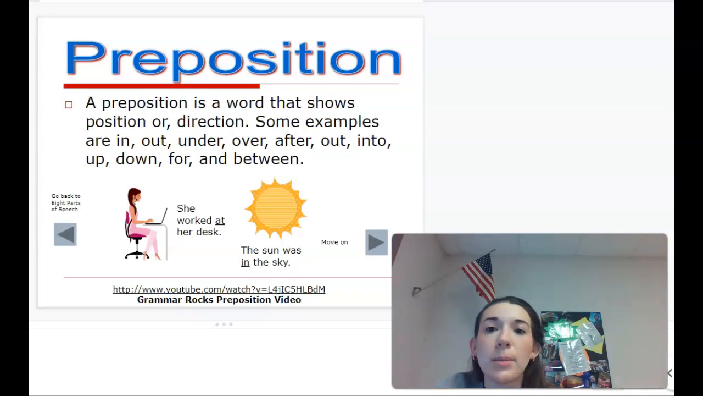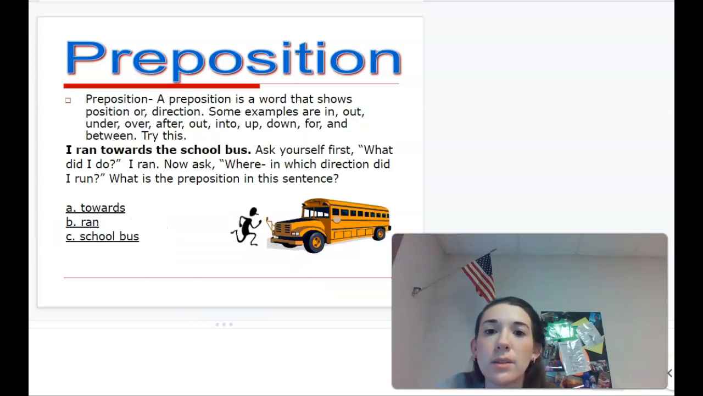Next, we're going to talk about prepositions. A preposition is a word that shows possession or direction. Some examples are in, out, under, over, after, out, into, up, down, for, and between. So there are some examples on the slide, and we're going to look at an example question. So once again, prepositions are words that show possession or direction.